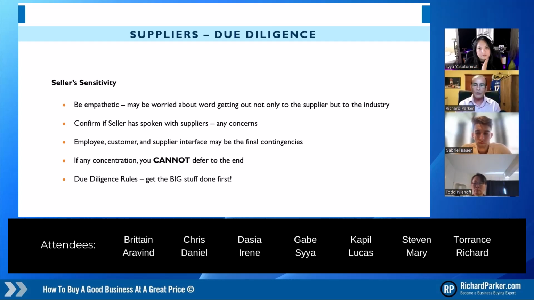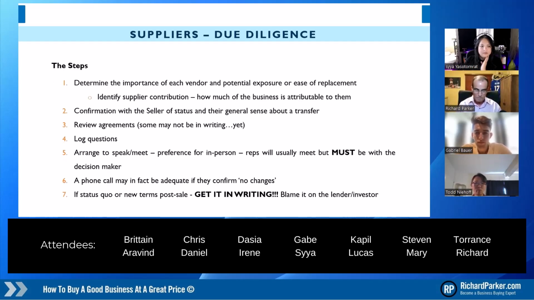You'll have your accountant and your attorney involved at this point. The clock is ticking. Their bills are going up. So the big stuff in due diligence, that's the golden rule. You do the big stuff first. You want to find out fast.